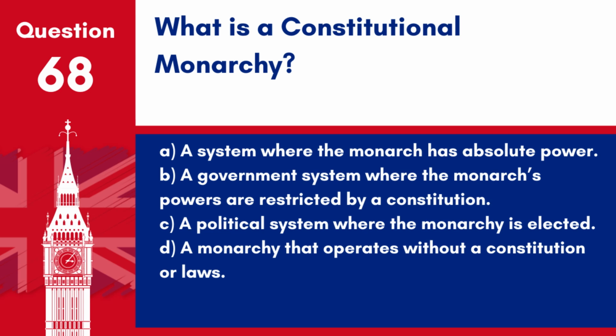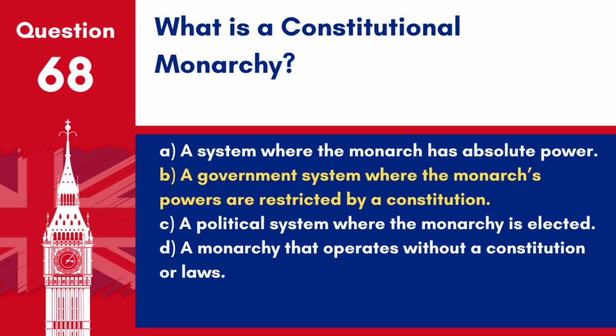A. A system where the monarch has absolute power. B. A government system where the monarch's powers are restricted by a constitution. C. A political system where the monarchy is elected. D. A monarchy that operates without a constitution or laws. Answer: B. A government system where the monarch's powers are restricted by a constitution.